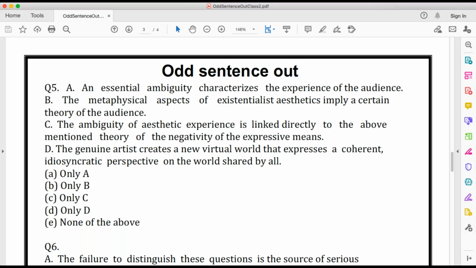Correct. My odd sentence out over here is sentence number D. Sentence number D is my odd sentence out, and the reason is A, B, and C are talking about the theory of audience. Theory of audience is being talked about in A, B, and C, but D is not talking about theory of audience.